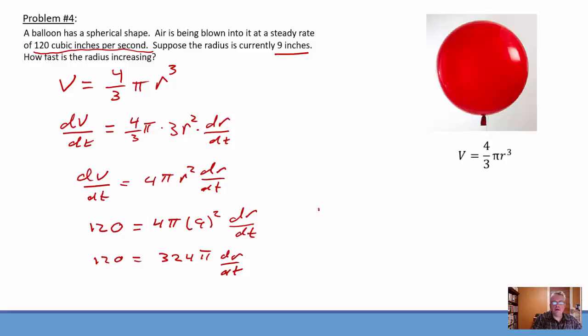And if we solve for dr/dt, we get dr/dt equals 120 over 324 pi. And the units this time would be inches per second. Okay, we could probably simplify that or find the decimal if you want, but I'm going to leave it like that. It's a nice exact answer.